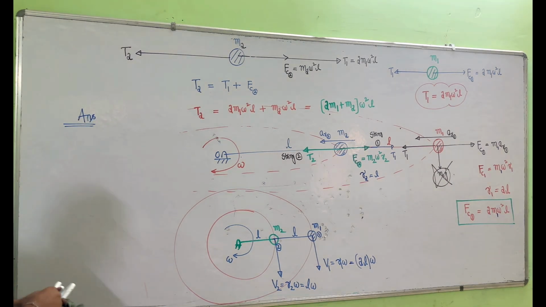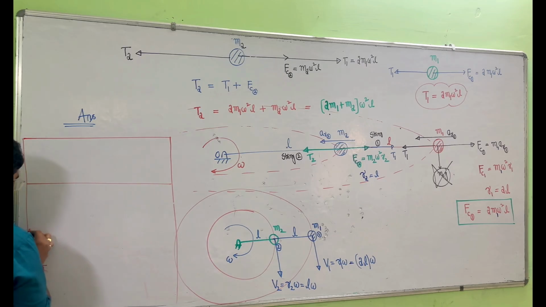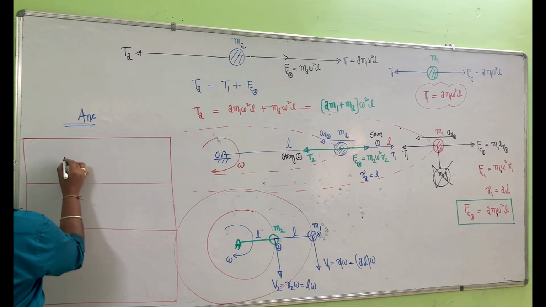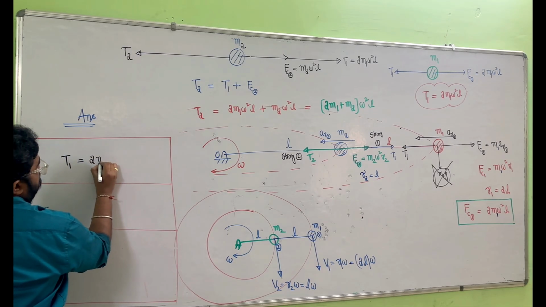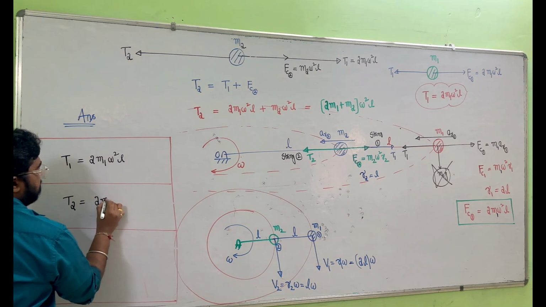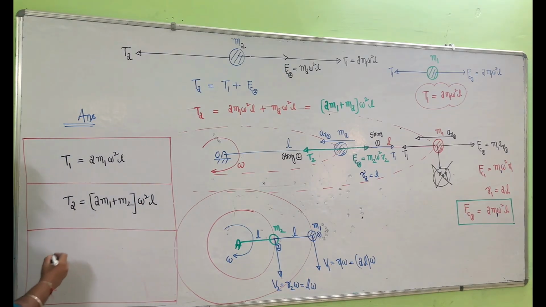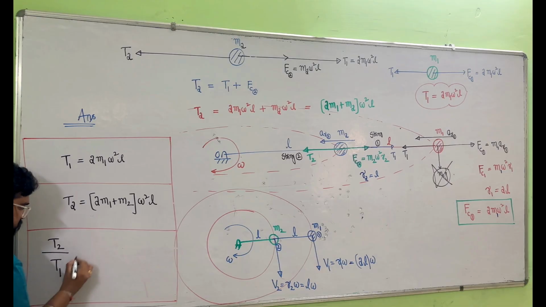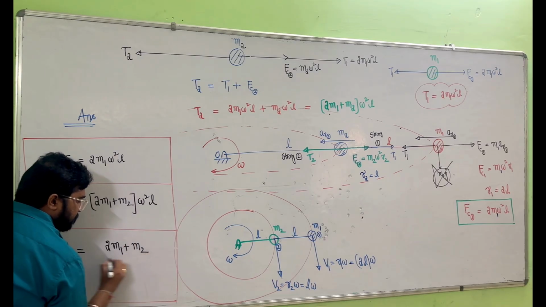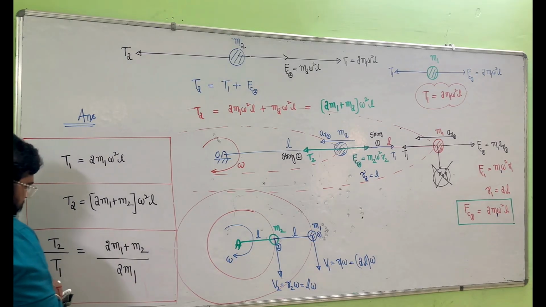What is the final result? T1 equal to how much? T1 equal to 2 m1 omega square L. What is T2? (2m1 plus m2) omega square L. T2 by T1 can be written as, omega square L gets cancelled out, (2m1 plus m2) by 2m1. This is the final answer to this question.